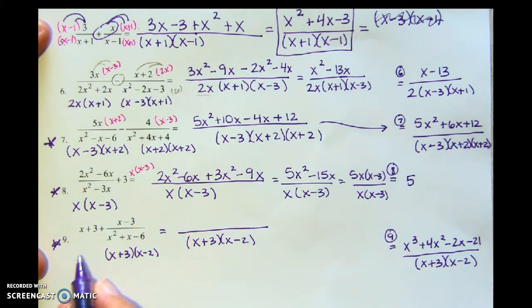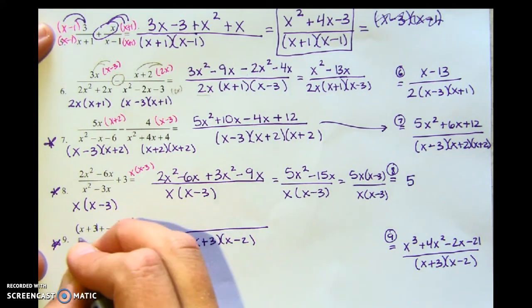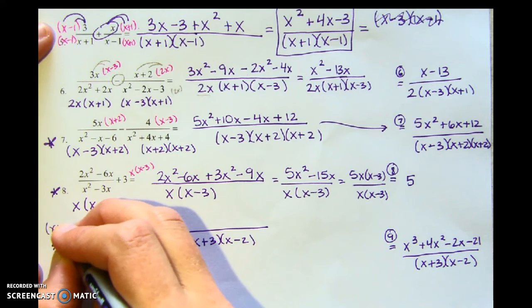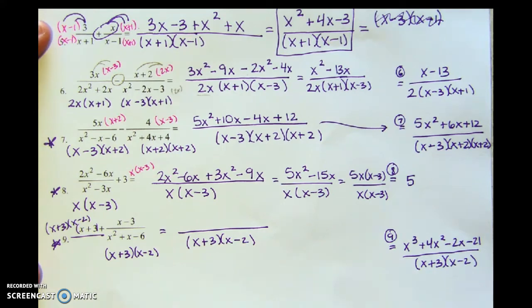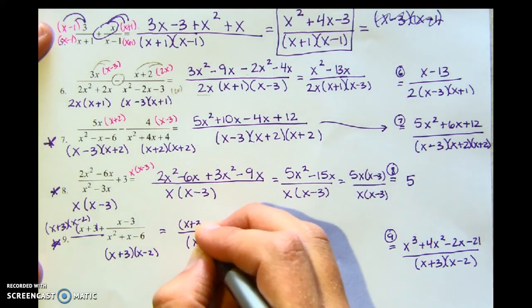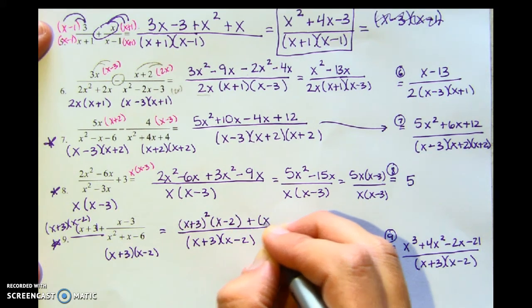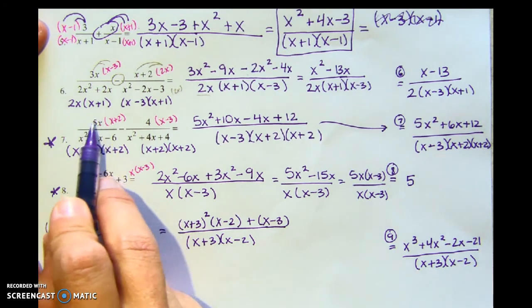Factor first. Does this have either of these factors? No, we can treat this as one thing, I think. So in order for this to be the same as this, we have to multiply by x plus 3 times x minus 2. Okay, so up here is going to be x plus 3 squared times x minus 2 plus x minus 3. I didn't multiply that out because it wasn't like an easy one. You know these, like we multiply all out.